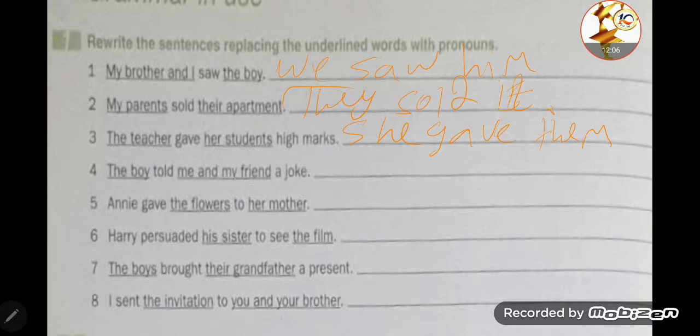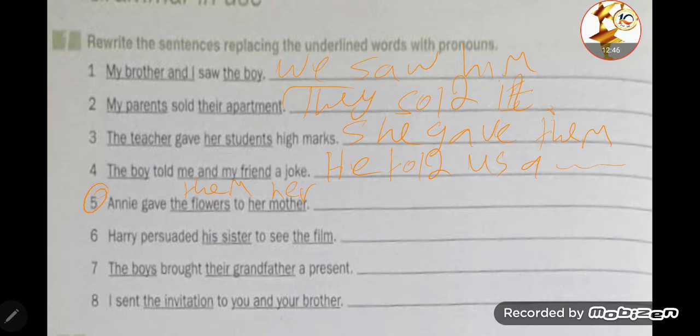The boy told me and my friend a joke. The boy, of course, becomes he told me and my friend. So what does it become? He told us a joke. Number 5. Annie gave the flowers to her mother. Here it becomes Annie gave them to her mother. What does it become, her mother to her? Annie gave them to her.